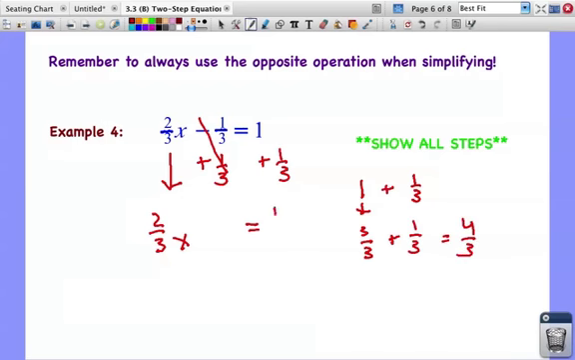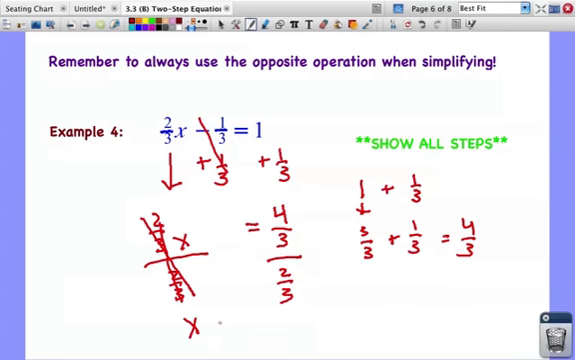And you know what I'm going to do, just to make my life easier? I'm going to keep this as an improper fraction for now. Okay. So I have 2/3 x equals 4/3. Now I need to get rid of this 2/3. This is 2/3 times x. So what I need to do is divide by 2/3. Because 2/3 divided by 2/3 is 1. That's going to cancel each other out.